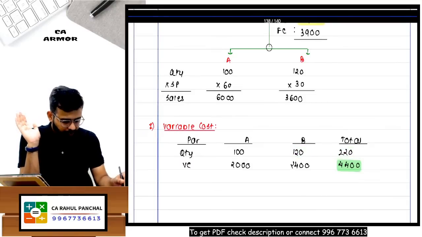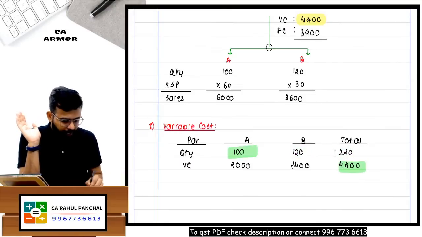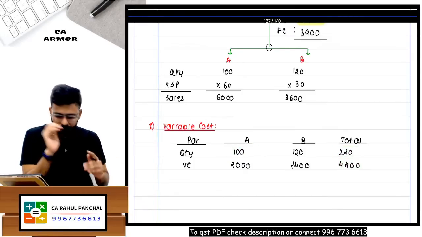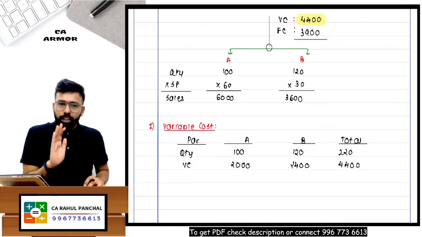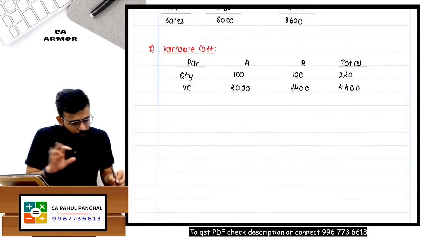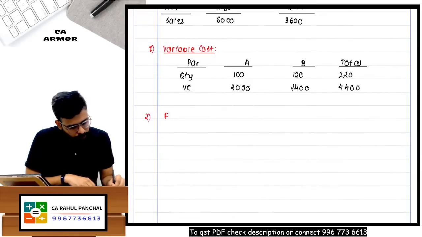If you know some shortcut, that is very good. 4400 into 100 divided by 220. Done, sir. Multiplication is done. I have got this variable cost. Now I will have to apportion. I will have to apportion fixed cost.